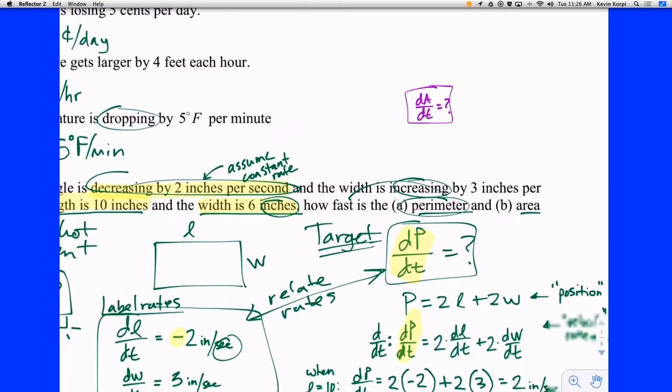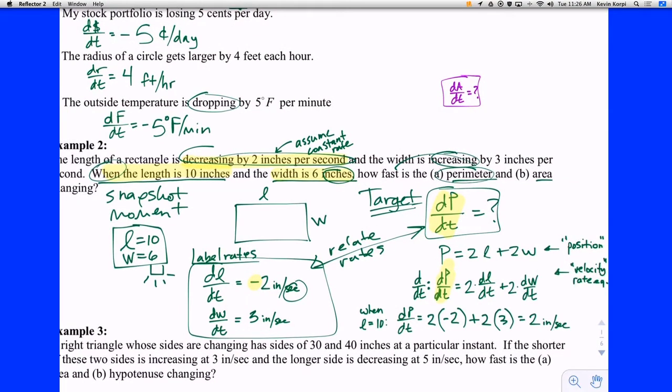Well, I want to somehow now relate the rates together. And I have all kinds of rates I can relate now. I can either try to relate the perimeter rate to the area rate or the length and width to the area. But before I can relate their rates, I do need to relate their quantities. If you can relate the quantities, you got it, because then you just take the derivative with respect to t.